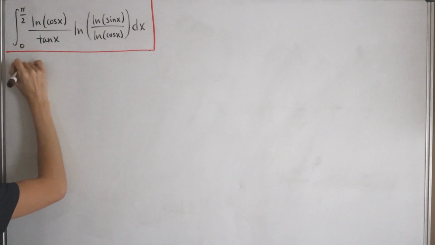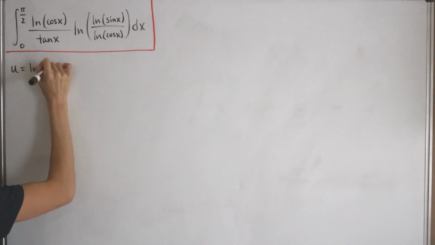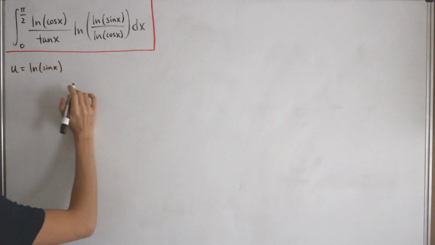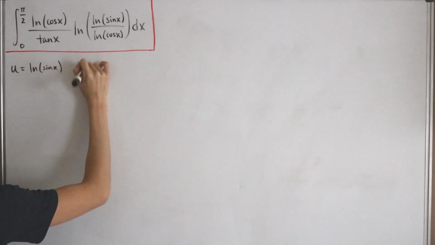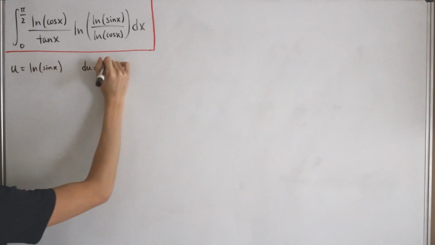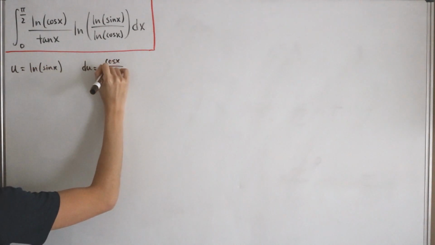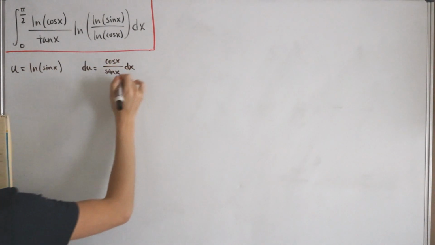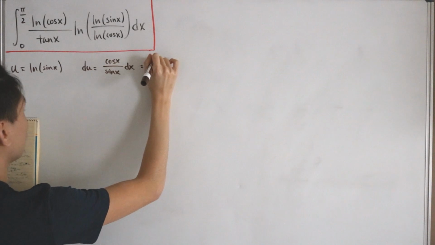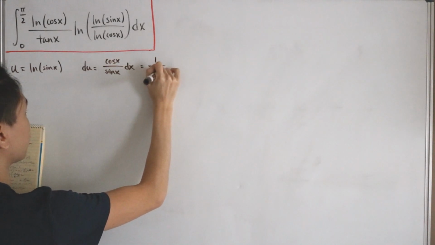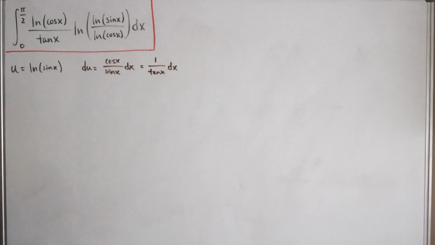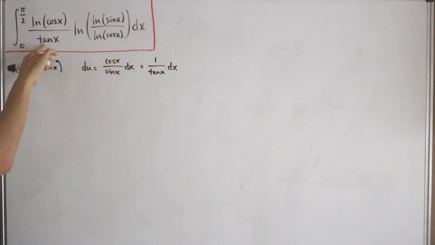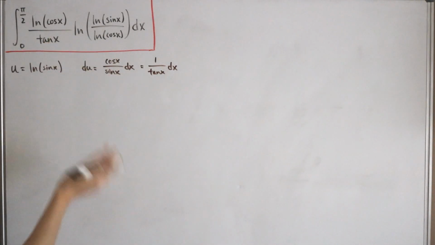Suppose we let u equal the natural log of sine of x. Differentiating both sides, I have that du is equal to cosine of x divided by sine of x dx. In other words, this can be rewritten as 1 divided by tangent of x, then dx. And it's nice that we have tangent of x in the denominator, because when we substitute things, that will make things a little nicer.